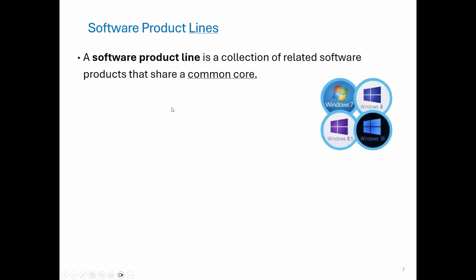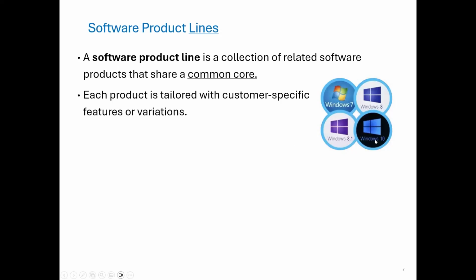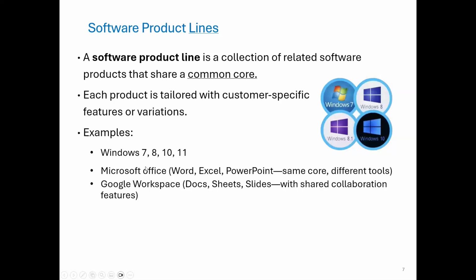A software product line is a collection of related software that shares a common core. As you can see here are examples of different versions of Windows. Each product is tailored with customer-specific features or variations. So Windows 7, 8, 10, and so on. We have more features added for each version, like also Microsoft Office, Word, Excel, PowerPoint, any of those. So same core, but different tools added to that over time.